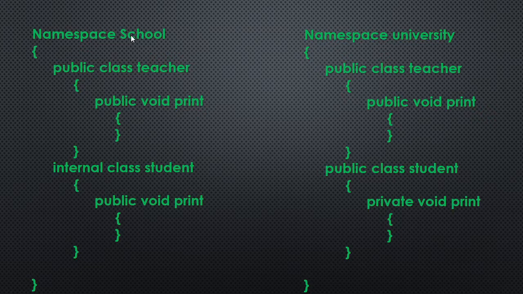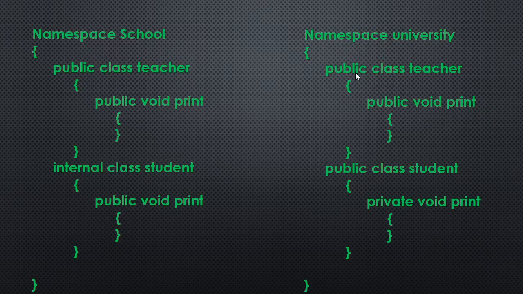But if we come here to the school and we find this public, this means that the university also can have access to this class, the teacher class. But the university can't access the student class because it is internal. And internal means it can be accessed only inside the school. So this class can access this class. The teacher class in the school can access the student class in the school because it is internal.